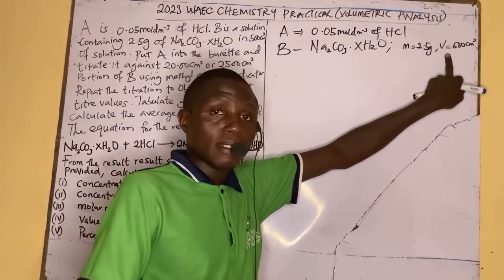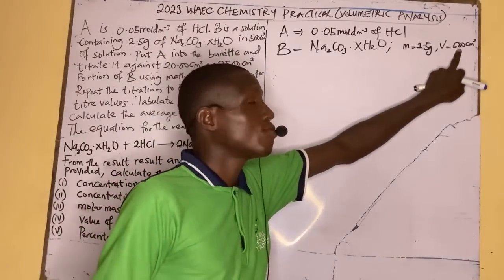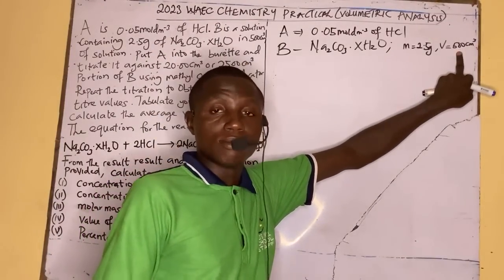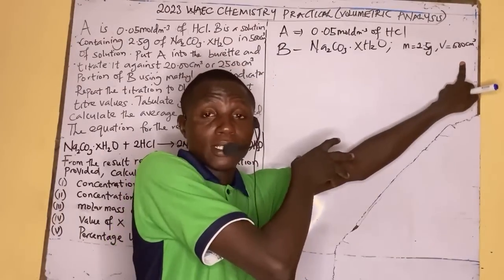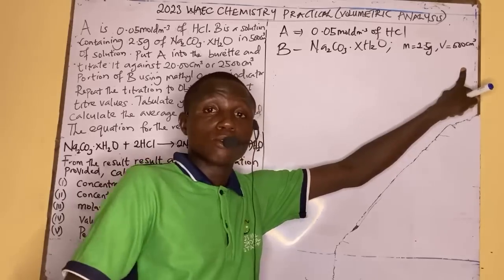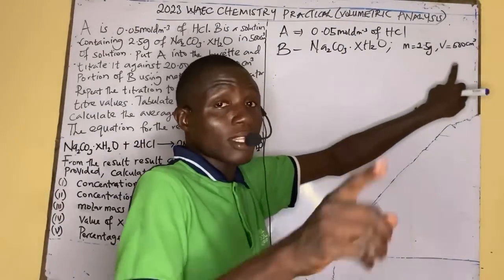Now, it means that this one was weighed on the weighing balance, 2.5 gram, and was dissolved in 500 centimeter cube of distilled water, according to this question. But when you are preparing your solution, you are going to dissolve 5 grams in 1000 centimeter cube.